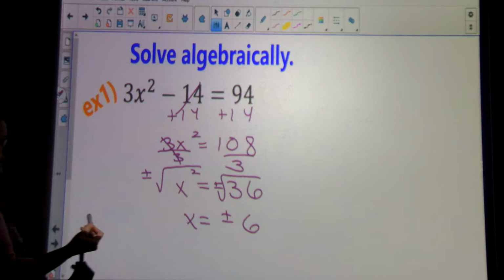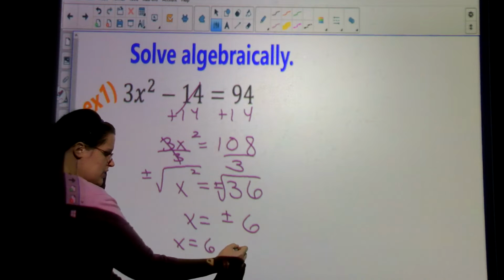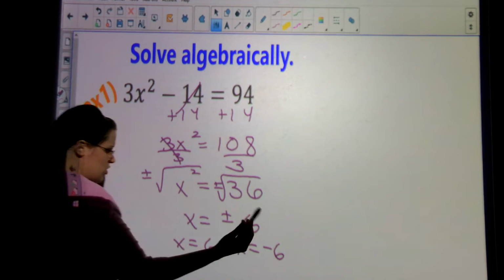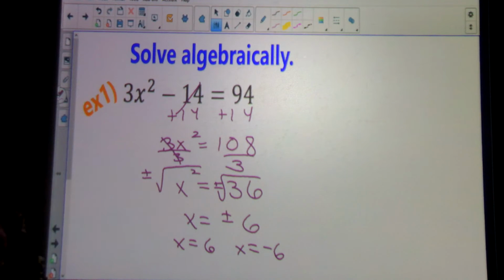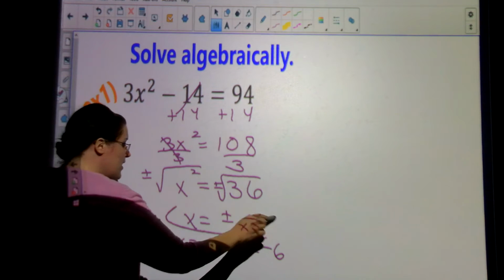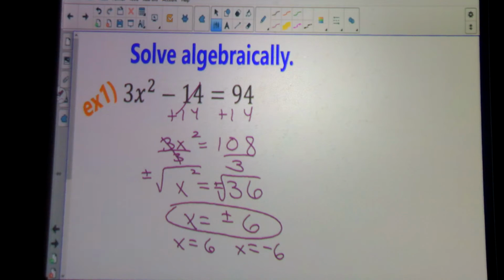Now you can write them separately. If you prefer to write x equals 6 and x equals negative 6, you can, or you can write them together. It does not matter, but it does matter that you have both. If you don't have both, you'll only get half credit because you only have half of the answer. It's important to note that a quadratic can have up to 2 solutions. Now we're going to look at some cases where it may have 0 or 1, but it can have up to 2. So make sure you undo your squares with plus or minus square root.